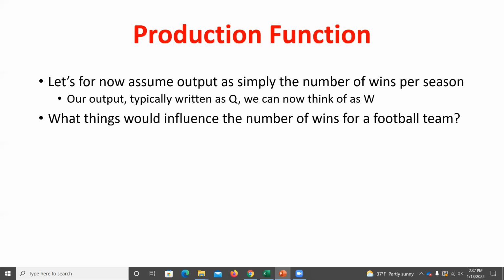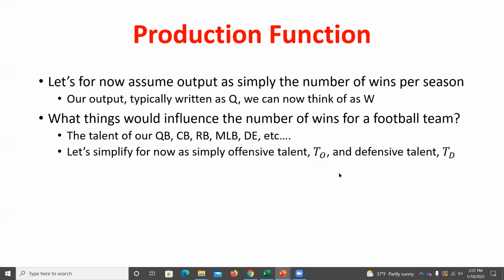What are some things that might influence this? What are my inputs? What's the main input? Players, right? So I could break this down into a bunch of different components. Maybe I don't just think of this as quality of my players. I break this down to the quality of my offense and the quality of my defense, right? And I think that's how I'll write it here on the next couple slides. So maybe the offensive talent and the defensive talent, denoting it with offense and defense as a subscript.